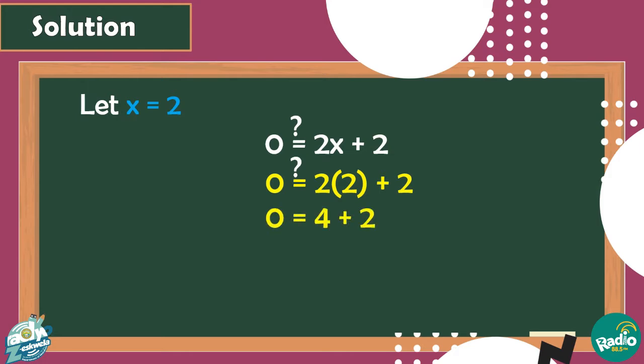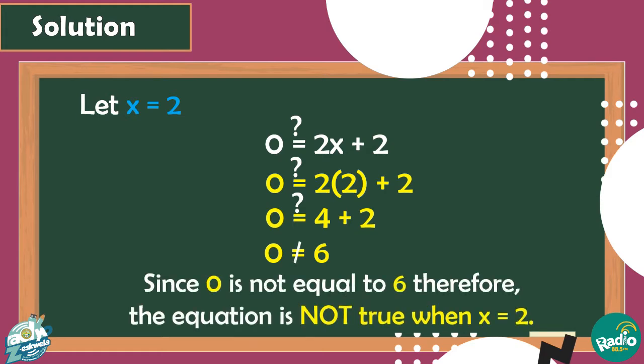And by simplifying, we got 0 is equal to 4 plus 2. And using the operation, we got 0 equals 6. Since 0 is not equal to 6, therefore, the equation is not true when x is equal to 2.